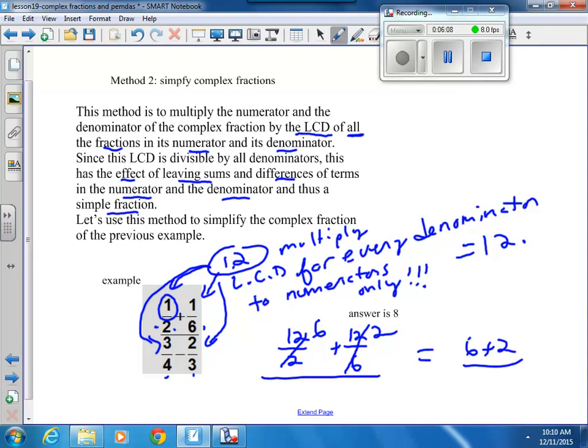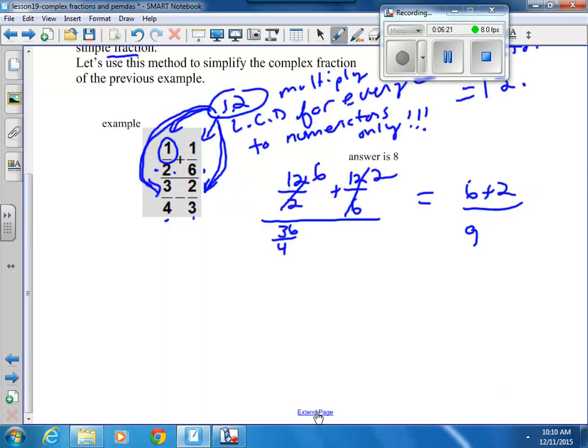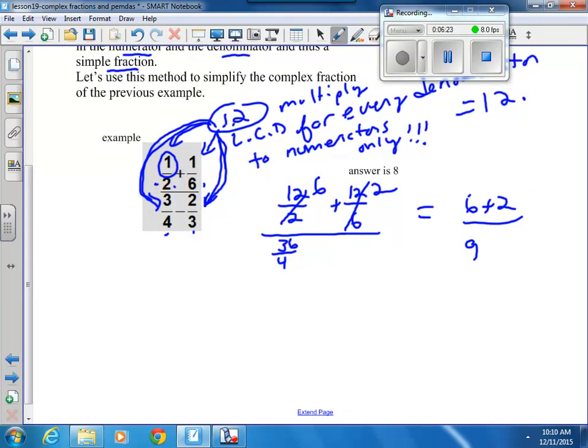Now try again. 12, you're going to send it through to these numerators. 12 times 3 is 36, but 36 on top of 4 is 9, meaning divided by 4. And 12 times 2 is 24, but 24 over 3, that's going to clean to be 8. Well, gee, check that out. 6 plus 2 makes 8. 9 minus 8 makes 1. Hey, 8 over 1 is 8. Well, wow, that was really easy to do.